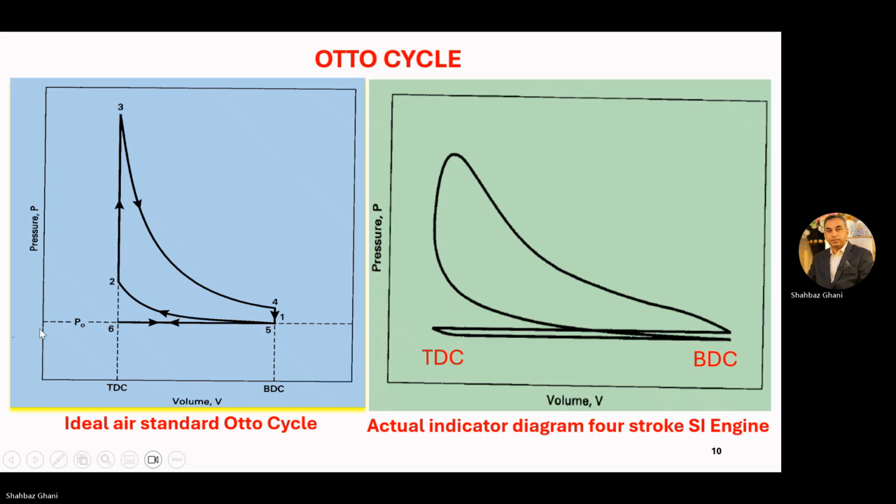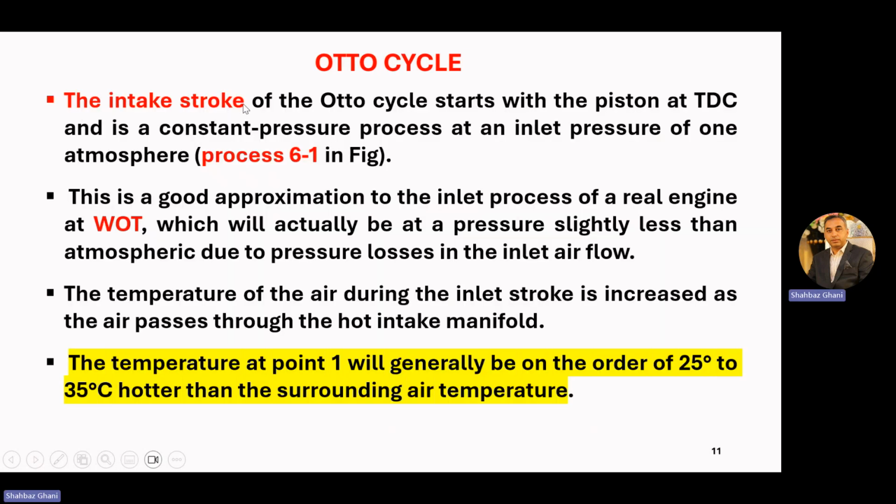Let's see. On the x-axis, this is volume. On the y-axis, you have pressure. Here we have TDC, and here we have BDC. Volume at TDC, volume at BDC. Here we have atmospheric pressure P naught. The piston is at TDC. It starts from here and goes to point 1. From 6 to 1 is your intake stroke at constant atmospheric pressure. So the intake stroke of an Otto cycle starts with the piston at TDC and is a constant pressure process at an inlet pressure of 1 atmosphere.